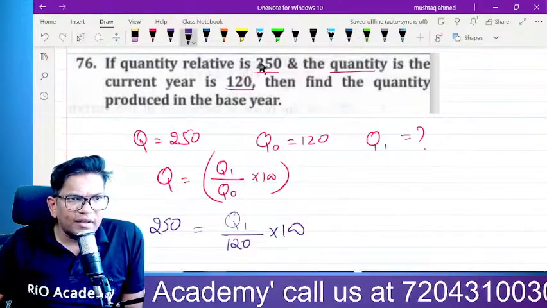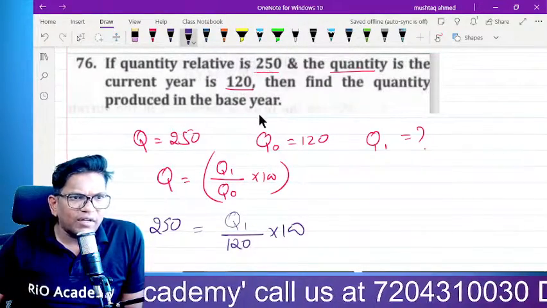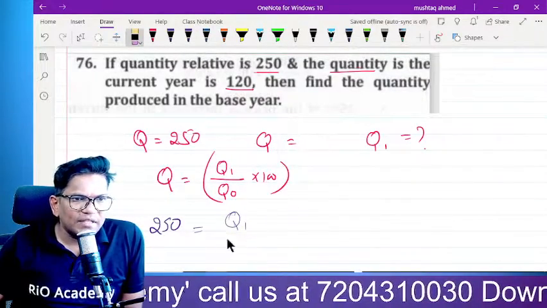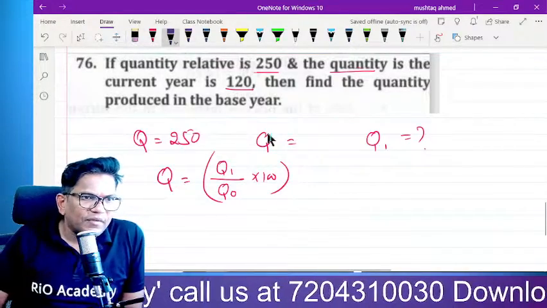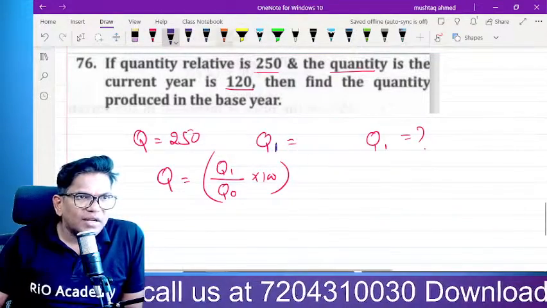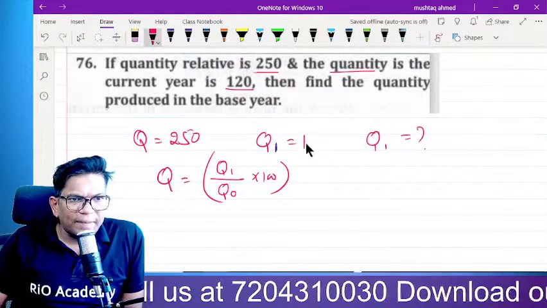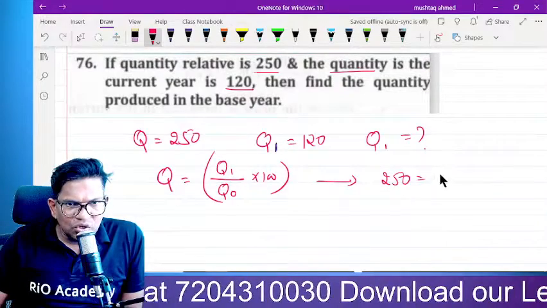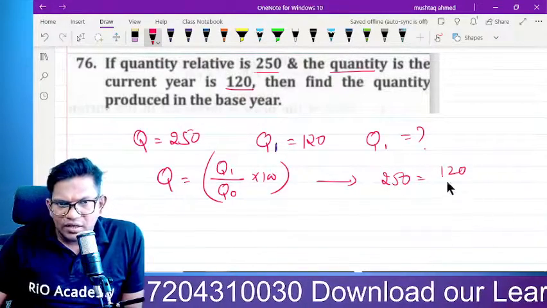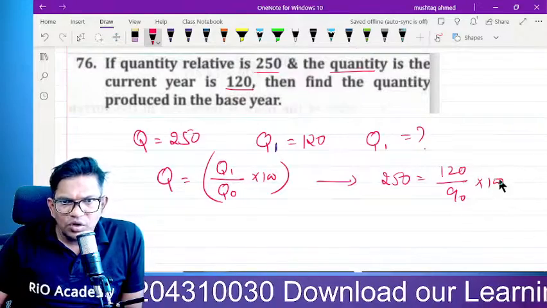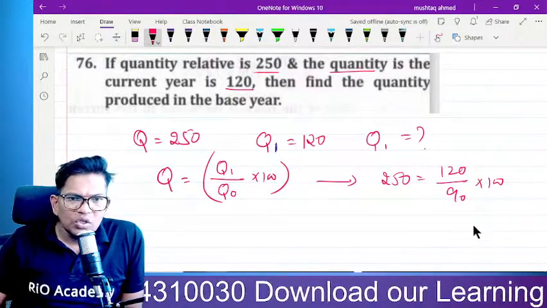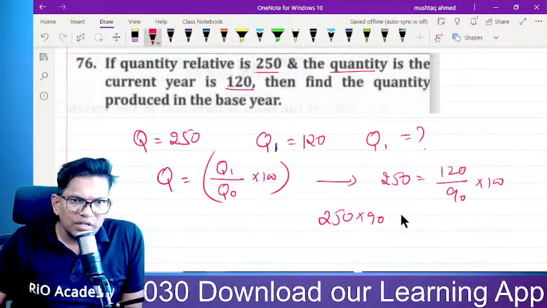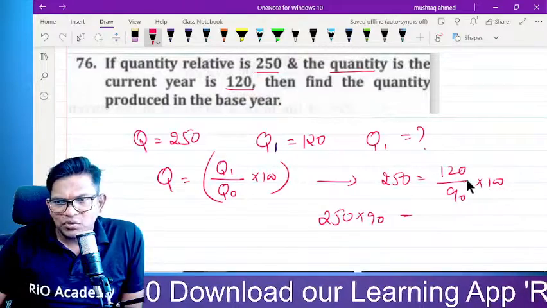Oh hold on, children, they have given the current year, it is not the base year. I was in a hurry. So the current year quantity is 120. That means 250 is equal to 120 divided by Q naught into 100. So we multiply this to this: 250 into Q naught is equal to this. You multiply this to this. How much will it be?